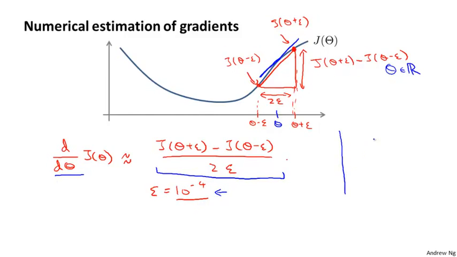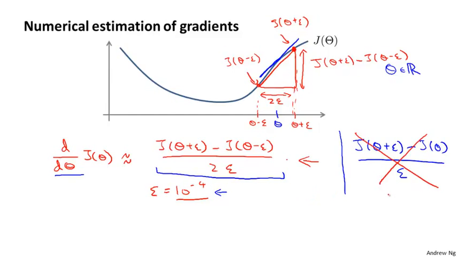And by the way, some of you may have seen an alternative formula for estimating the derivative, which is this formula. This one on the right is called the one-sided difference, whereas the formula on the left is called the two-sided difference. The two-sided difference gives us a slightly more accurate estimate, so I usually use that rather than the one-sided difference estimate.